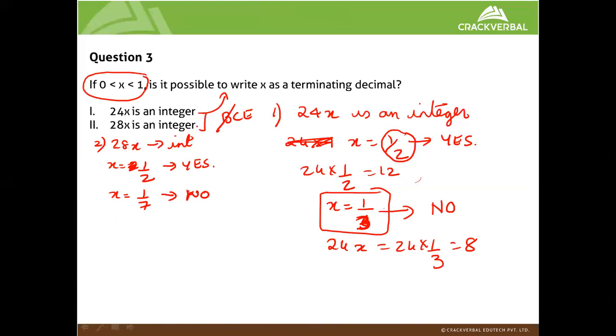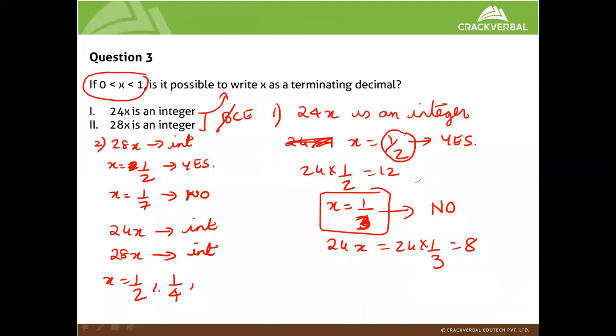Now, when I combine the two statements, I have two pieces of information: 24x is an integer, and 28x is an integer. So think about this, guys, and this is mostly for the people who have given me E as the answer. Can you think about a fraction x which divides both 24 as well as 28? Can you give me an example of such a fraction? Clearly 1 by 2, 1 by 4. Any other fraction that would divide both?